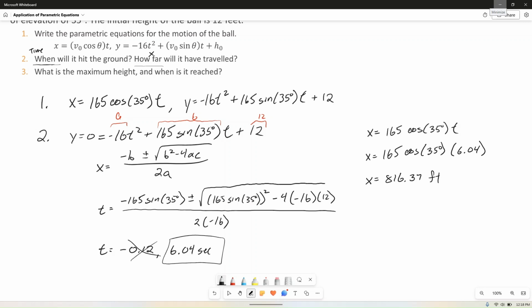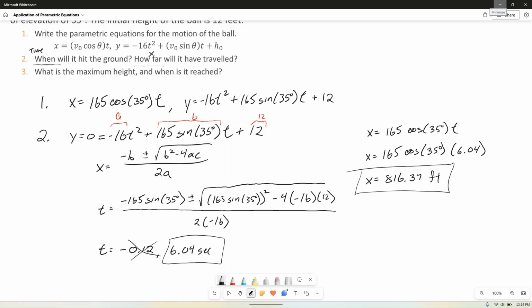Okay. And I've not been too careful with my accuracy, my precision here. I computed that value using the rounded 6.04. If you were wanting to be more precise, you would want to use the unrounded value that we got with the quadratic formula. But for now, I just want to use that. So x is equal to 816.37 feet.